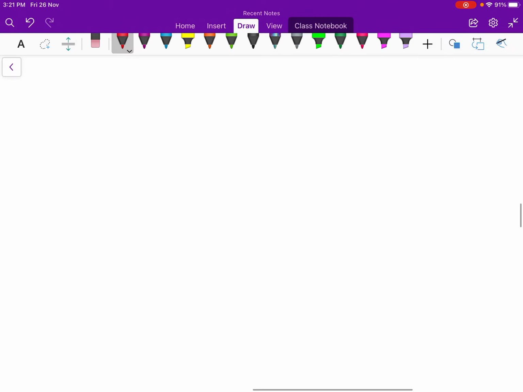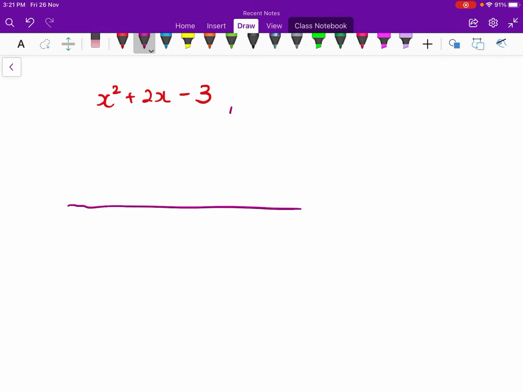Let me just write down here. We have x squared plus 2x minus 3. There's no common factor, and definitely we can't do grouping. So what we should do is draw a table here. You look at the first term, x squared. How can I split x squared? What times what equals x squared? It should be x multiplied by x. This is how I separate my x squared.